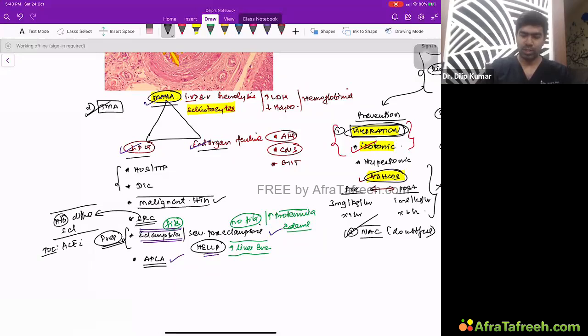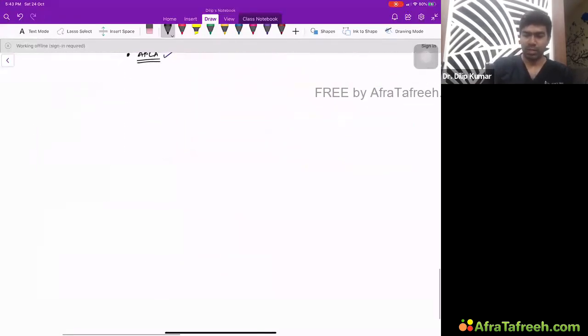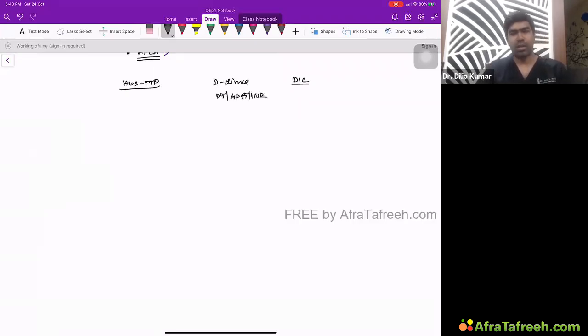As far as HUS, TTP and DIC is concerned, this is where the confusion usually is. That's what we're going to see. Two things. One is HUS TTP complex, and second is the DIC, that is disseminated intravascular coagulation. Most importantly, the first thing I need to see is the D-dimer, PT, APTT, INR. I mean, that's the coagulation process. This is the first thing I'm going to see. As far as HUS TTP is concerned, it is normal, whereas in DIC, it will be elevated.